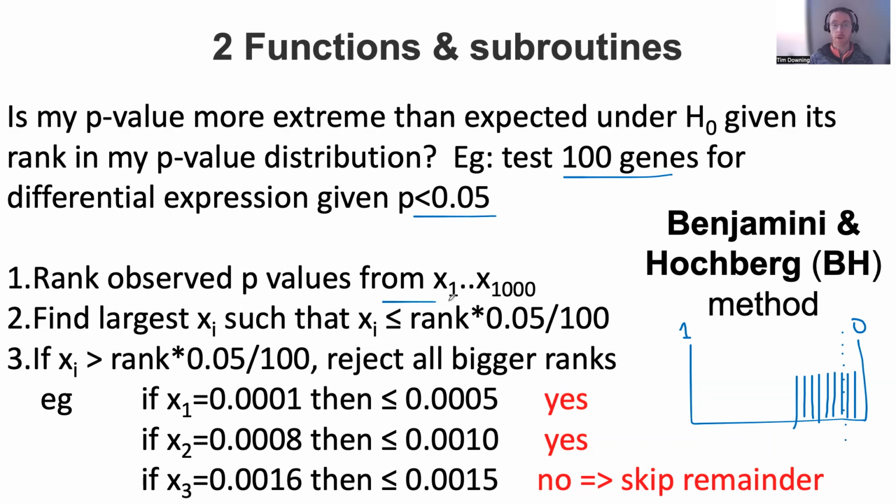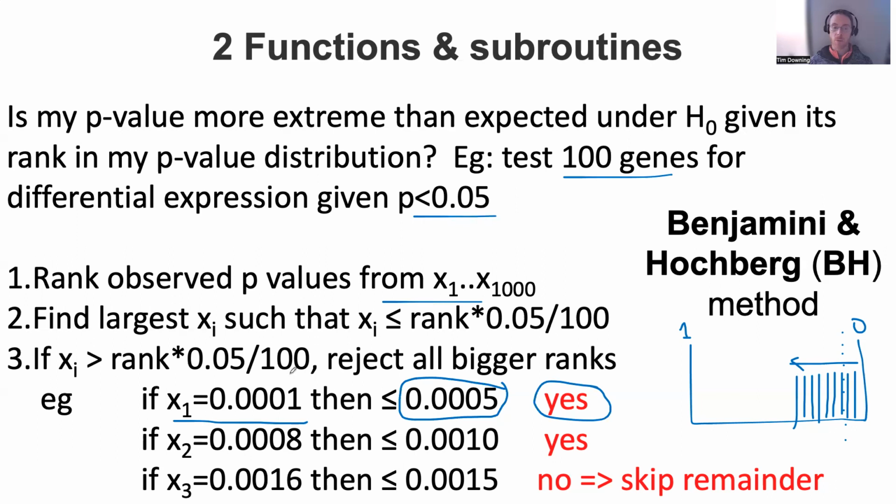So what we do is we rank our p-values. That fits this number line here. We find the largest rank such that the value of interest is less than or equal to this function: the rank multiplied by 0.05, our p-value threshold, divided by 100. So if we have 100 tests here, I'm going to ask, is my p-value less than 0.0005 for the first one? This is our threshold, and for any set of 100 that we're testing, that will always be our threshold. If we observe that x1 is below that threshold, then we say, yes, this is extreme in this particular context. It might be worth further exploration.